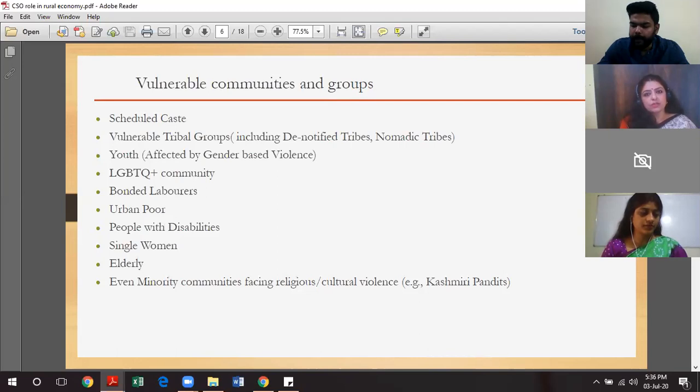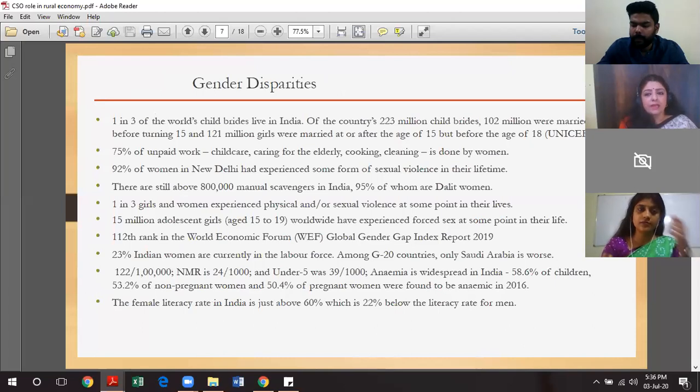When it comes to the gender disparities, 1 in 3 of the world's child brides lives in India. This is a UNICEF report I am quoting. Of the country's 223 million child brides, 102 million are married before they turn 15. 121 million girls are married either at or after the age of 15, but before 18. This is the UNICEF report.